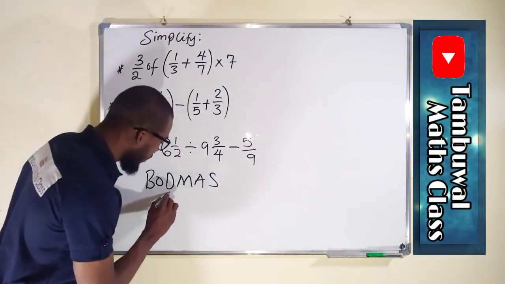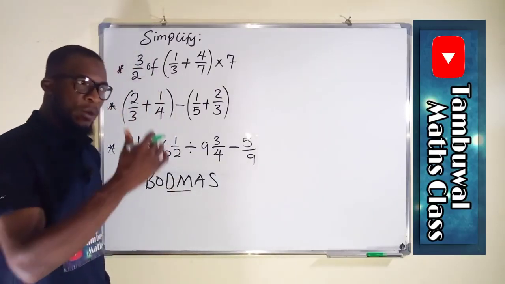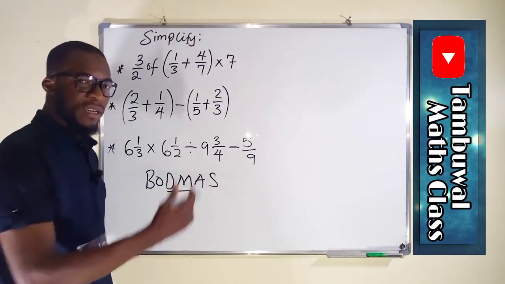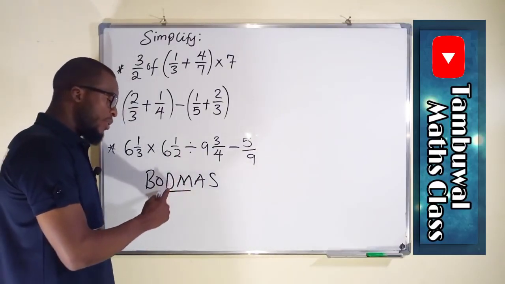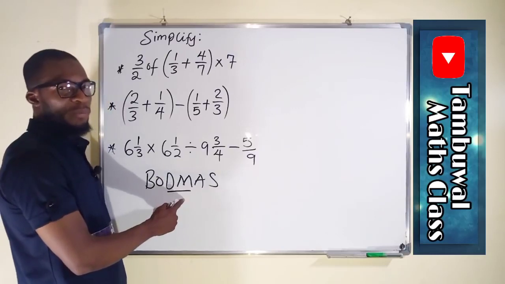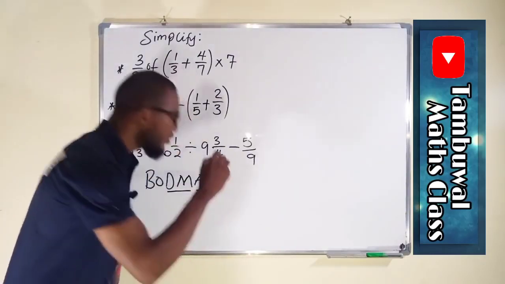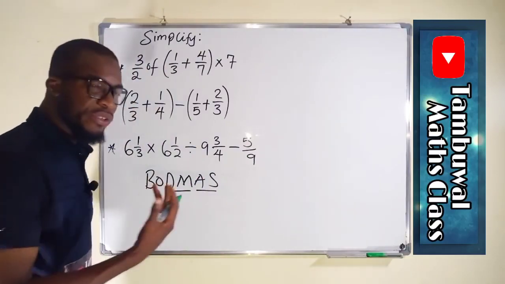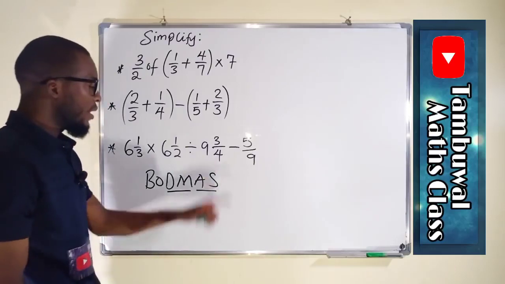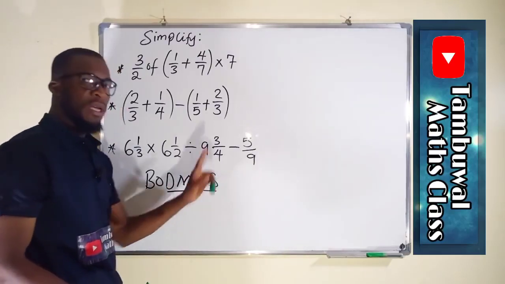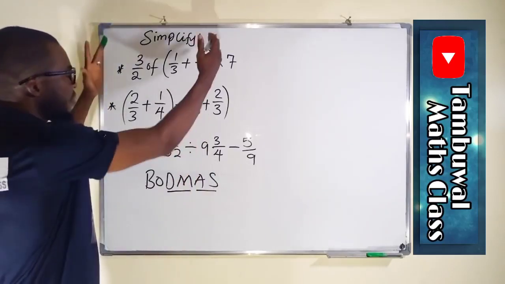But the rule says division and multiplication are done simultaneously from left to right, starting with the one that comes first. If you see multiplication before division, you start with multiplication, and vice versa. The same thing, addition and subtraction are done simultaneously from left to right, starting with whichever comes first. If you see subtraction before addition, you begin with subtraction, and vice versa. So now let us begin with this.